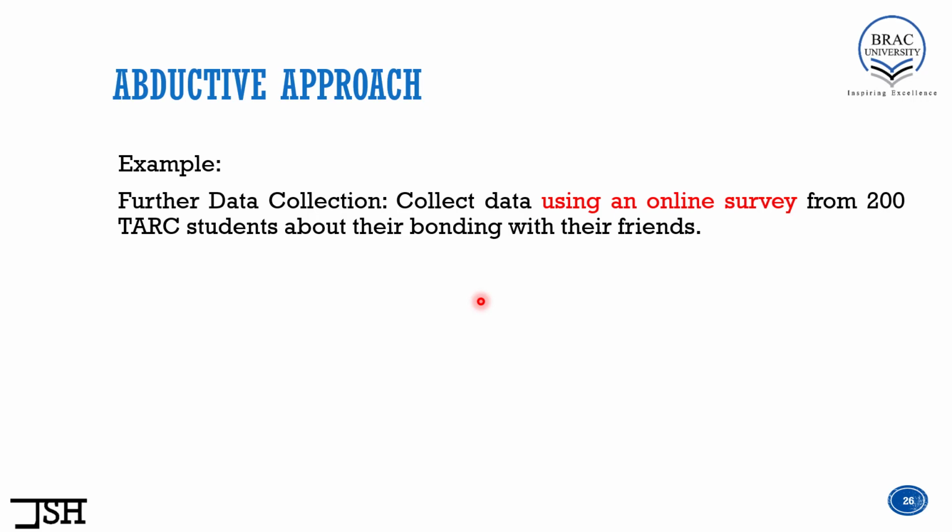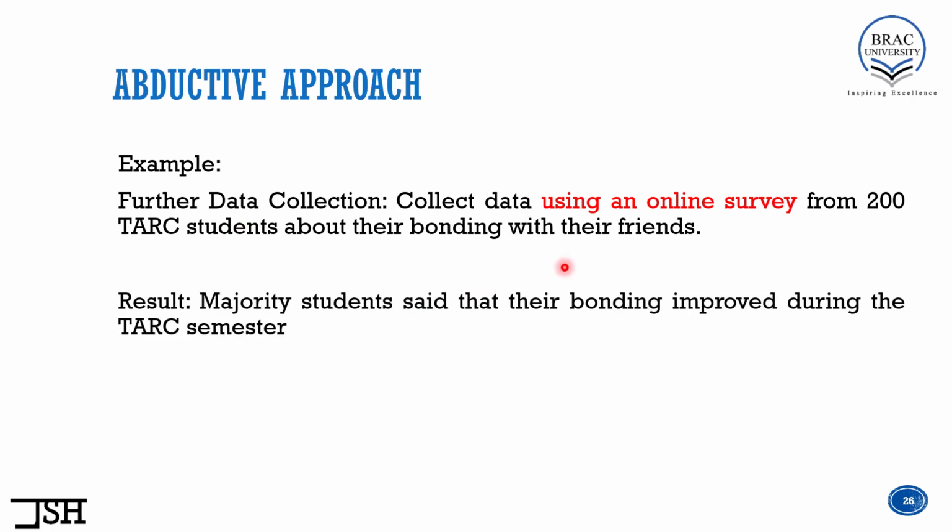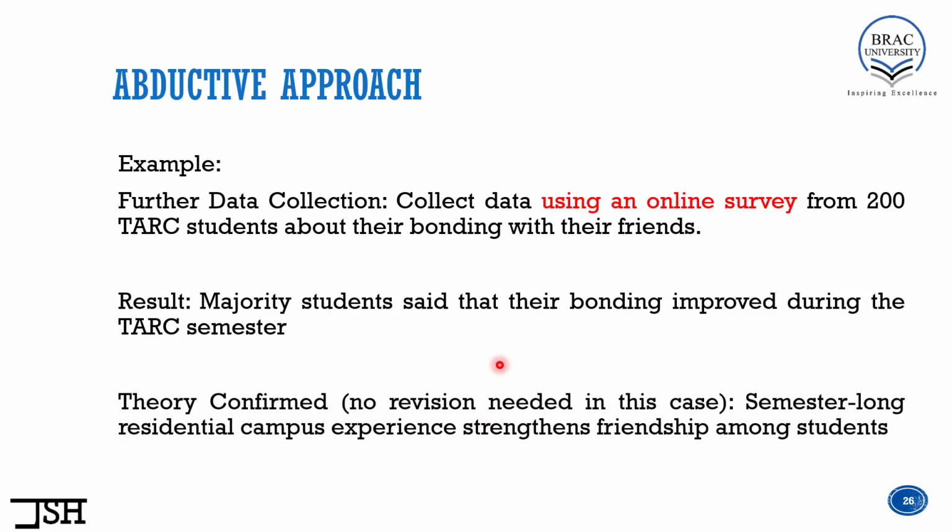Now let's assume that after collecting further data, I found out this result. The majority of the 200 students said that their bonding improved during the TARC semester. So the majority of these 200 students are also saying the same thing. So what do I do now? Based on this result, I do not need to revise my theory because my theory is confirmed. No revision is needed here because the further collected data also says the same thing.